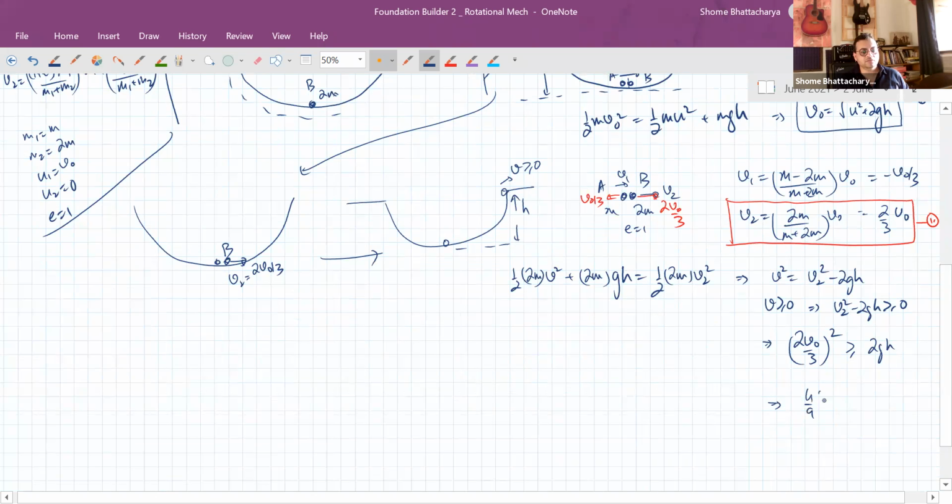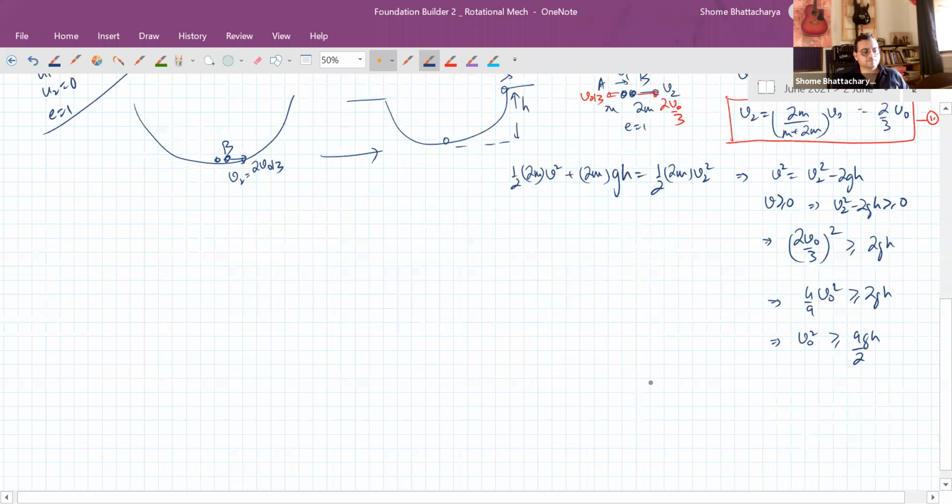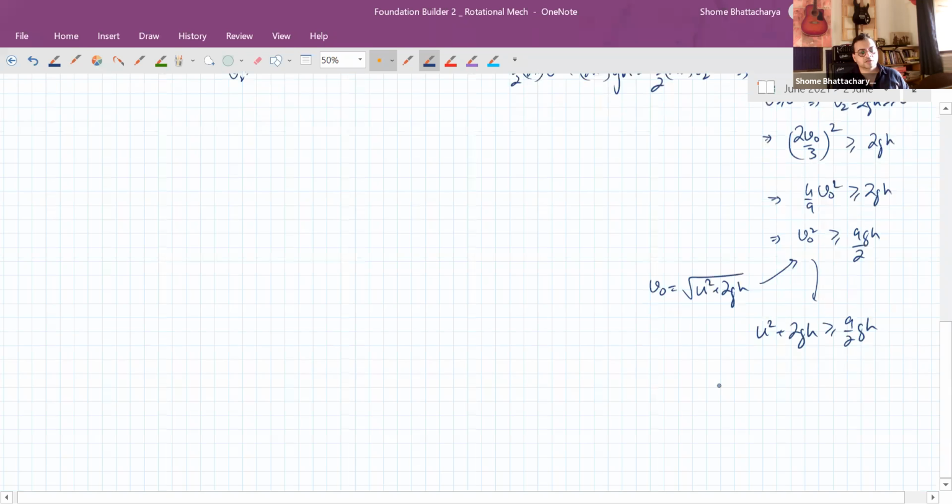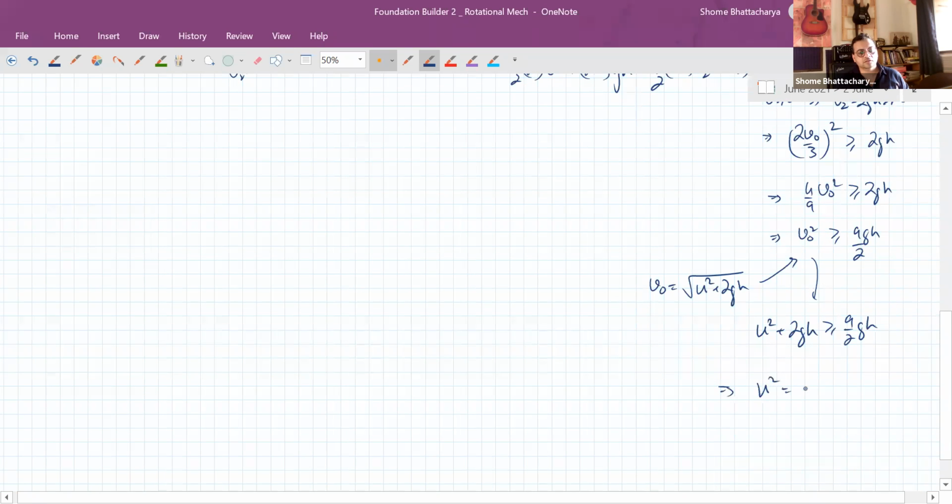So 4 by 9 V0 square should be greater than 2GH. Okay. So V0 square should be greater than 9GH by 2. And V0 in turn was how much? Square root of U square plus 2GH. So substitute that here. So U square plus 2GH should be greater than equal to 9 by 2GH. So that means U square should be greater than 9 by 2 minus 2, or 5 by 2 GH.